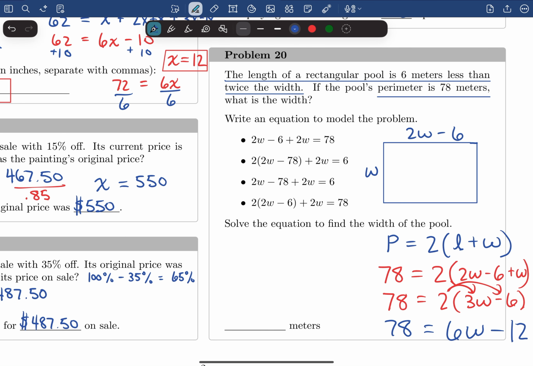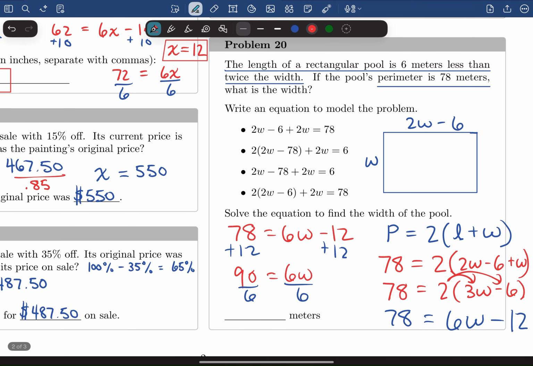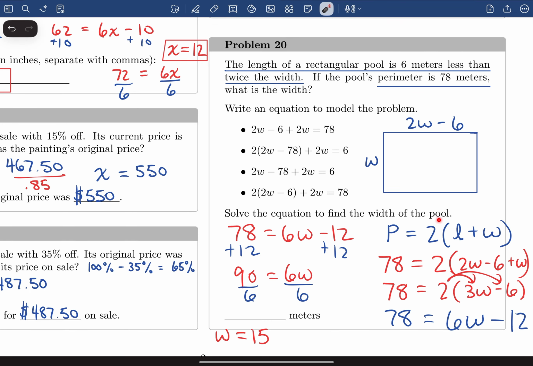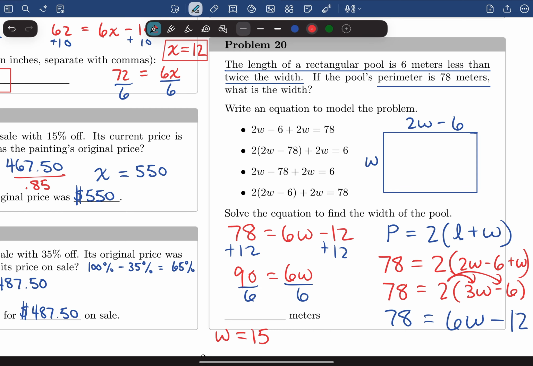Now, we could take that solution, 78 equals 6W minus 12, okay, that equation, and we can solve it for W. So I can add 12 from right to left. I get 90 equals 6W. I could divide 6 from right to left, and I now know that the width W is equal to 15. So I know W equals 15. Okay. And that's what they asked me for. They want me to solve the equation to find the width of the pool. So, yep, I'm going to say it's 15 meters is the width of the pool.